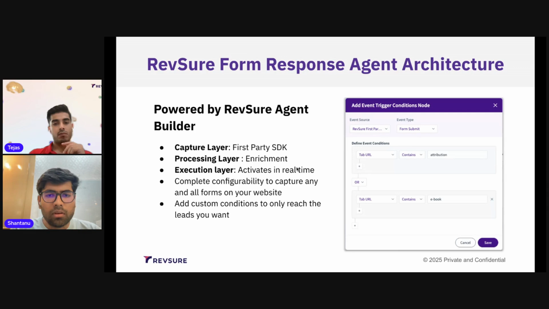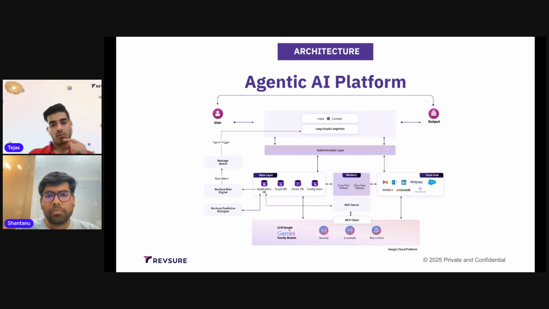Yeah. So going into the next slide, we can see that we have this agentic AI architecture. In the context of the form fill agent, we'll talk about the components which are making this happen in the background. We have a rule engine, which is responsible for filtering out which kind of events need to be considered for any sort of triggers.